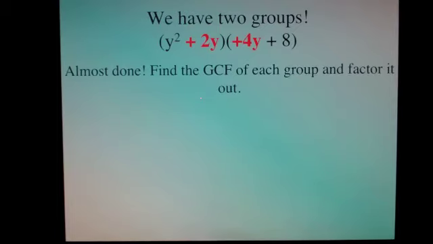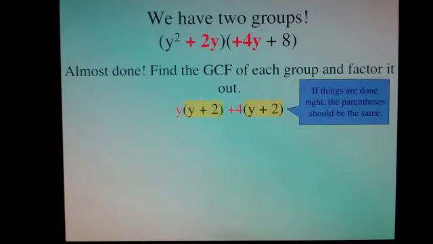Now, what we have to do is find the GCF of each group and factor it out. Can you see the greatest common factor in the first set of terms? What about the second set of terms? A y and a plus 4. I hope that's what you found. When we factor out of the first group, we get y times y plus 2, and in the second group we get 4 times y plus 2. And look at that. The parentheses have the same things inside. It's almost like mathematical magic.